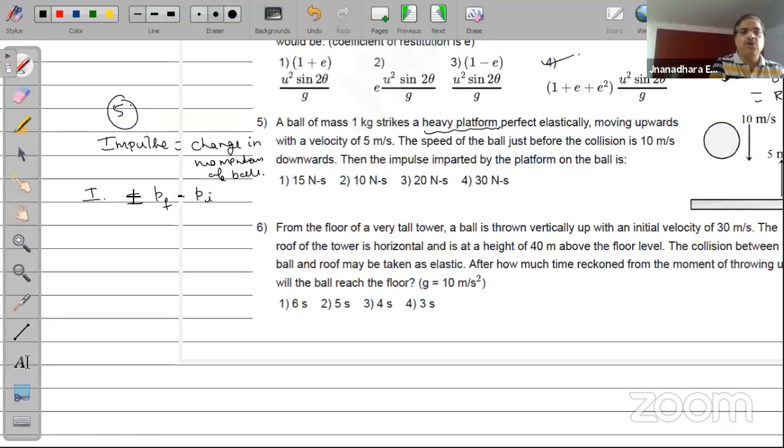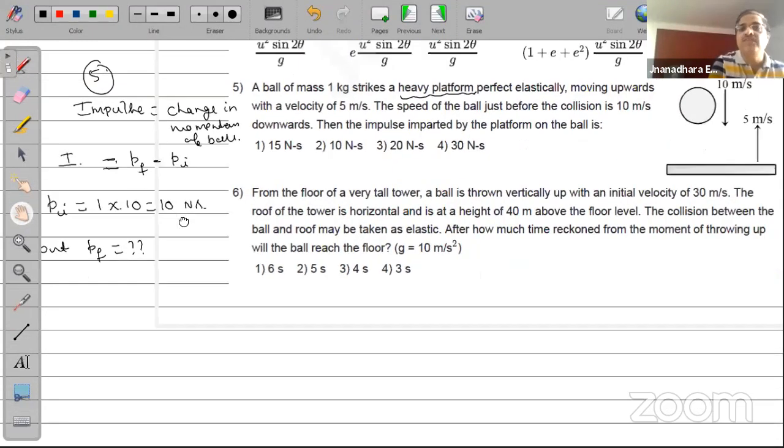So I should know the initial momentum of the ball. That is easy to find out. It's 1 kg into 10 meters per second. So it should be equal to 10 Newton second, that is PI. But what is PF? That I have to find out using the idea of collision.